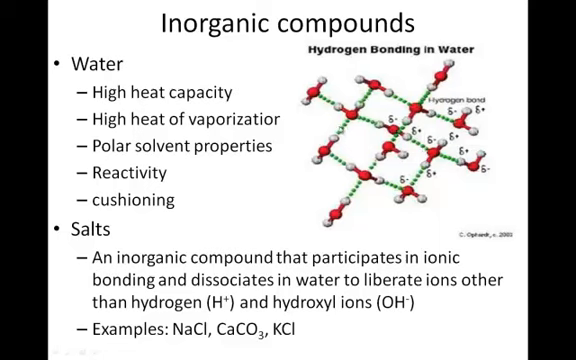And with these hydrogen bonds, each individual hydrogen bond is weak, but collectively, if you get a lot of hydrogen bonds, it makes it very strong. Collectively, they're pretty strong. And so what high heat capacity means is if you have a beaker full of water, it takes a lot of energy to increase the temperature of the water.